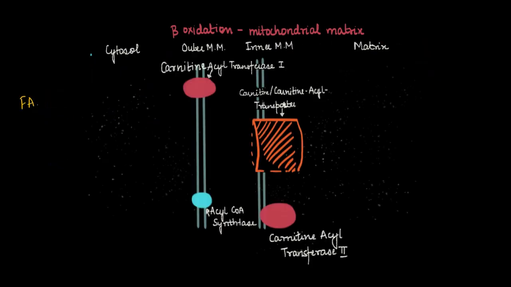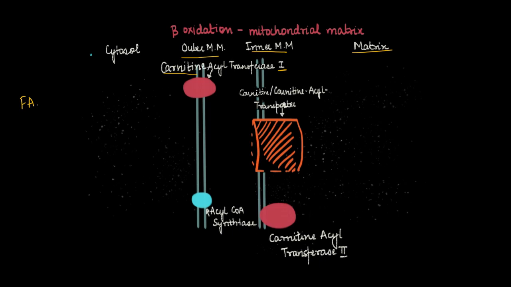Okay, now let's see how this occurs. The cytosol is going to have the fatty acid, then we have the outer mitochondrial membrane, inner mitochondrial membrane and matrix. In the outer mitochondrial membrane, two enzymes are present. The first one is acyl coenzyme A synthetase. It is going to help the attachment of coenzyme A molecule to the fatty acid. And the second enzyme on the outer mitochondrial membrane is carnitine acyl transferase 1. This enzyme is going to help in the attachment of the fatty acid with the carnitine molecule.